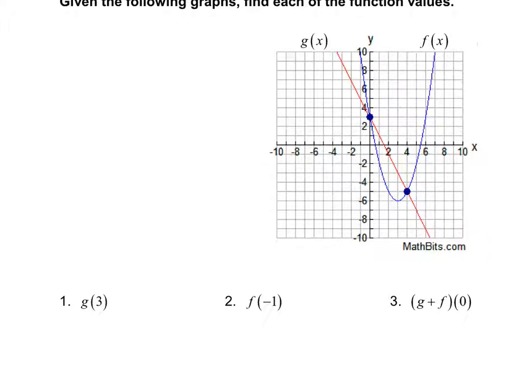All right, so today we are going to evaluate functions with graphs. Instead of taking a number and plugging it into a function, you're going to look at the graph in order to find what that value is. If you look at our graphs, we have two graphs here, g of x and f of x. The red graph is g of x. The blue graph is f of x.